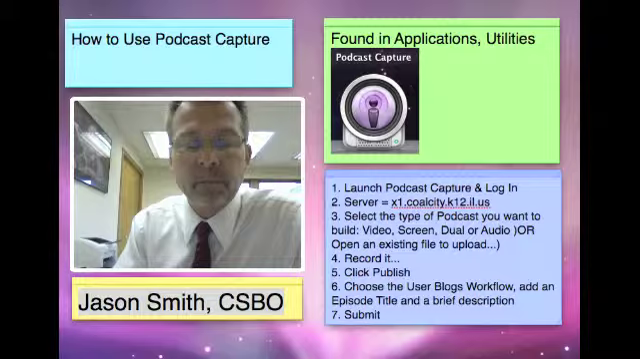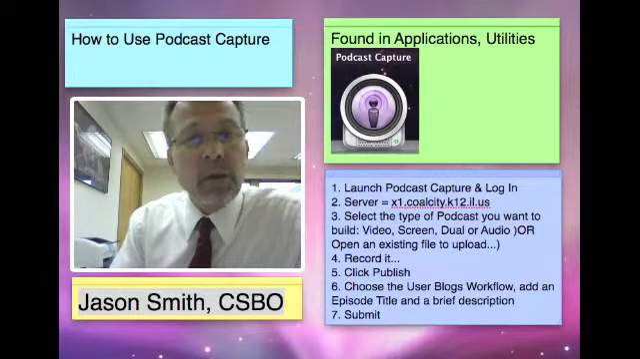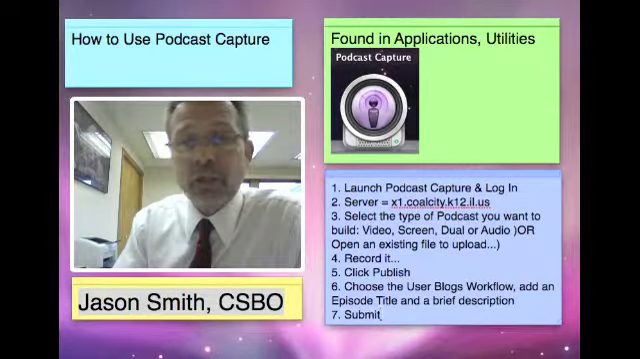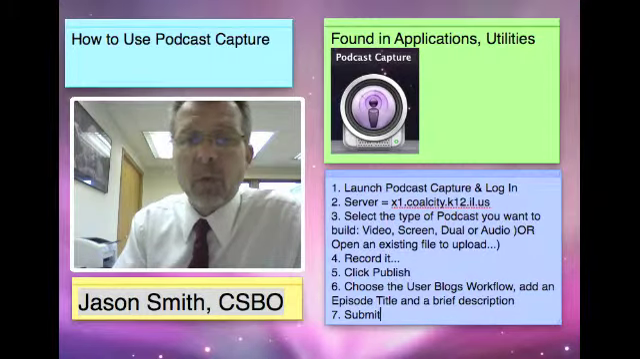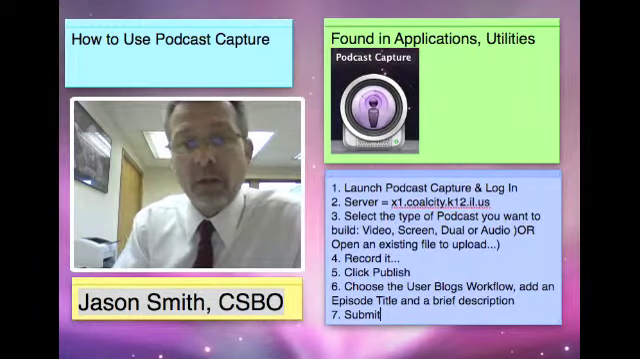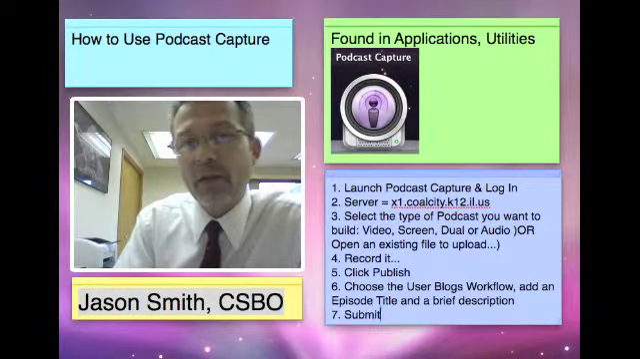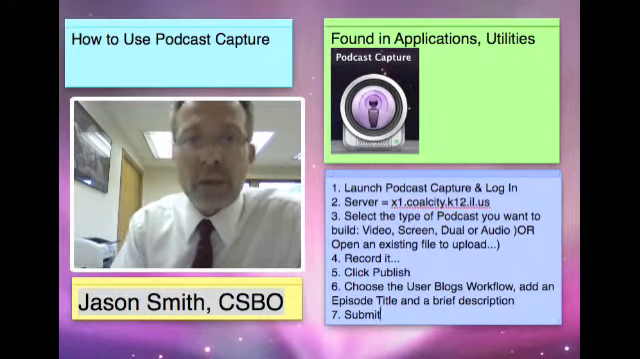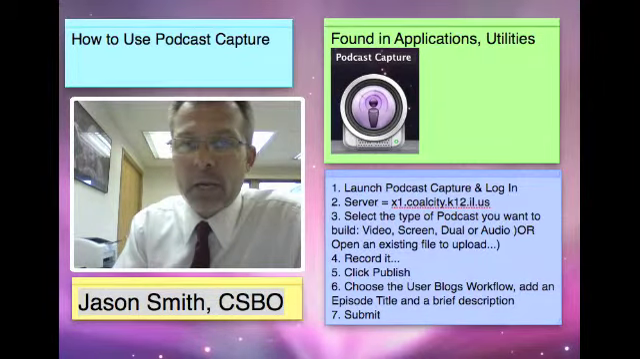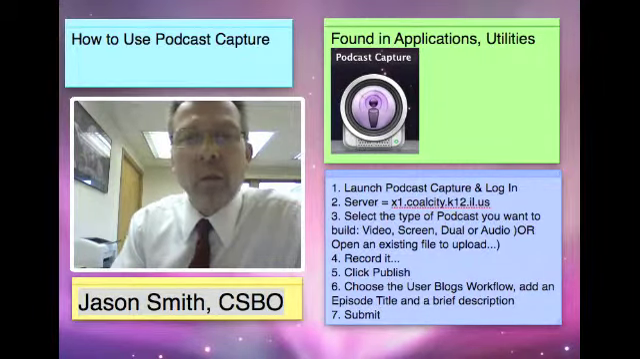We're ready for step 5 now, which is to publish. When you click the Publish button, it will then ask you to choose the type of workflow. The one that you should choose is the one that's called User Blogs. It's the only one that you have permission to, and it will send it directly to your blog on the X1 server. Right now, you can't send it to your wiki. That's a whole other thing. We're going to just send it to our blog.